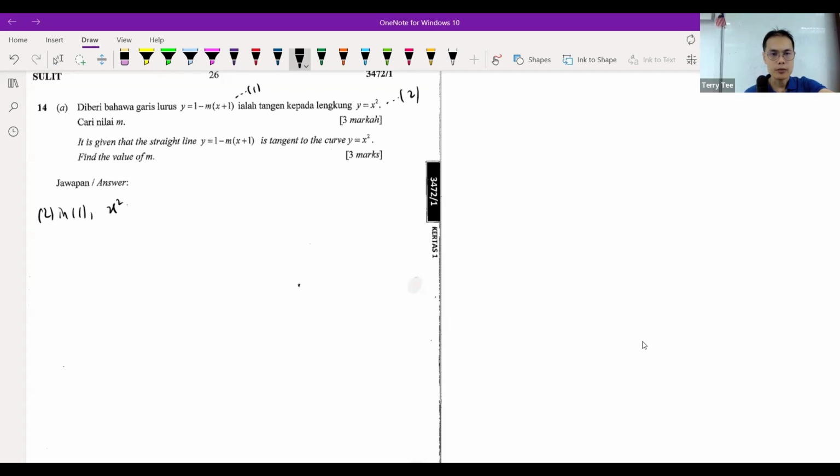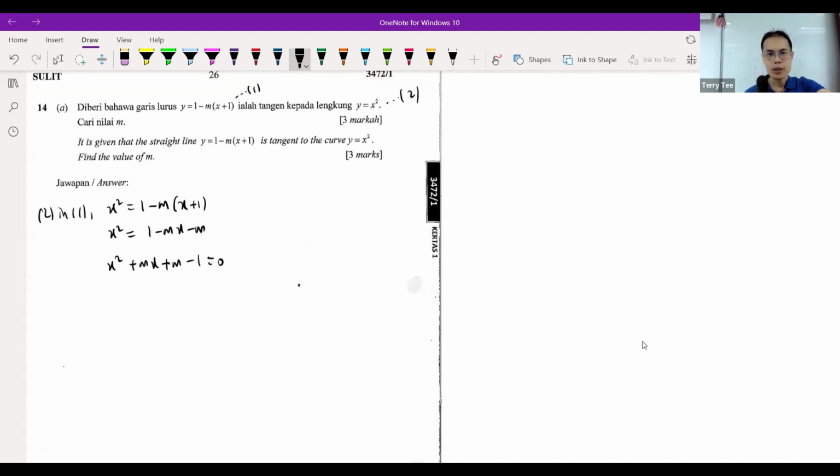So your x squared equals to 1 minus m bracket x plus 1. So let's simplify this. Expand the bracket first. 1 minus mx minus m. Bring it to the left-hand side. This should be plus mx plus m minus 1 equals 0.